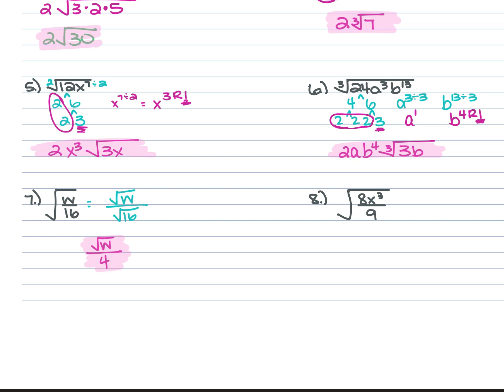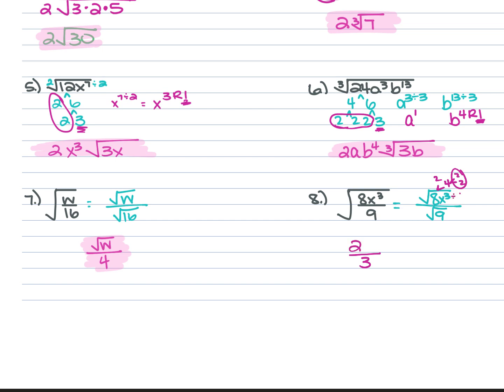For number 8, you have the square root of 8x cubed over 9. So again, this is the same thing as saying take the square root of 8x cubed over the square root of 9. We know that the square root of 9 is 3, so you can simplify that one first. Up top, though, that 8 is 2 and 4. 4 is 2 and 2. We're working with square roots, so a 2 comes out, a 2 stays under.